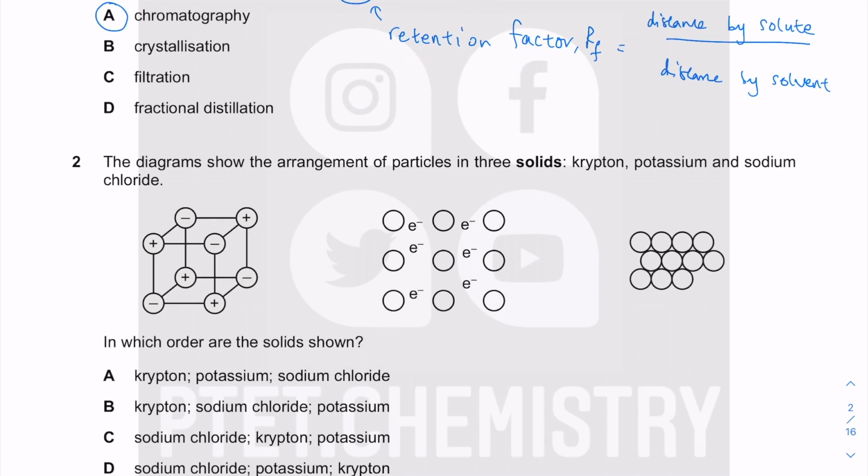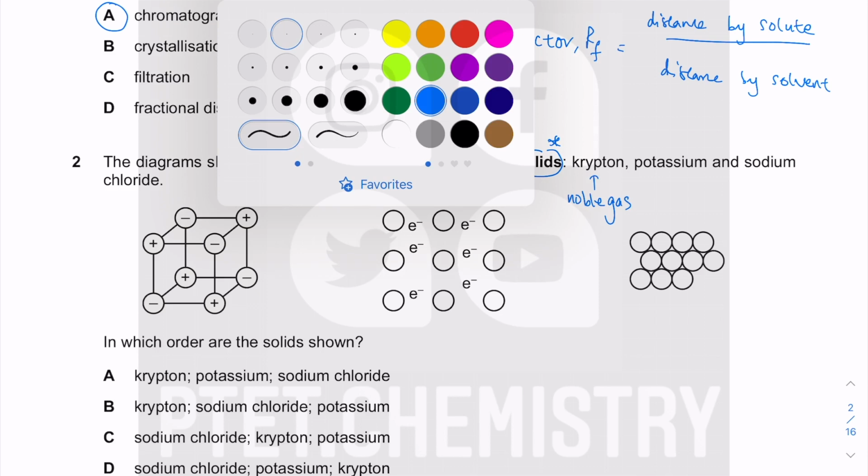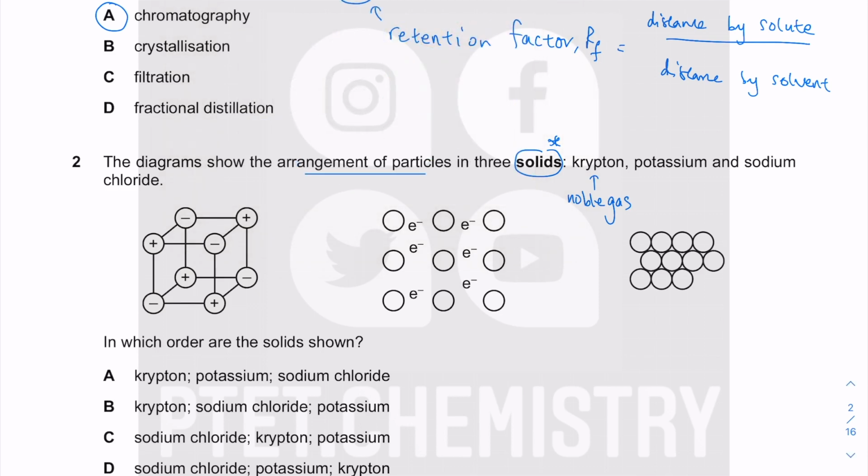Question 2, the diagram shows the arrangement of particles. So we have 3 solids. By the way, these are all solids. Krypton. Krypton is a noble gas. I think the writing is too fine. Let me try this. Yep, that looks about right. When it's too fine, it's quite hard to read actually. Potassium is a group 1 metal. Sodium chloride is, well, NaCl.